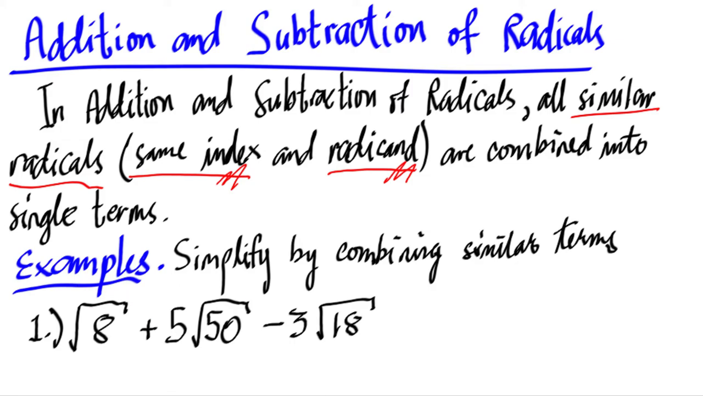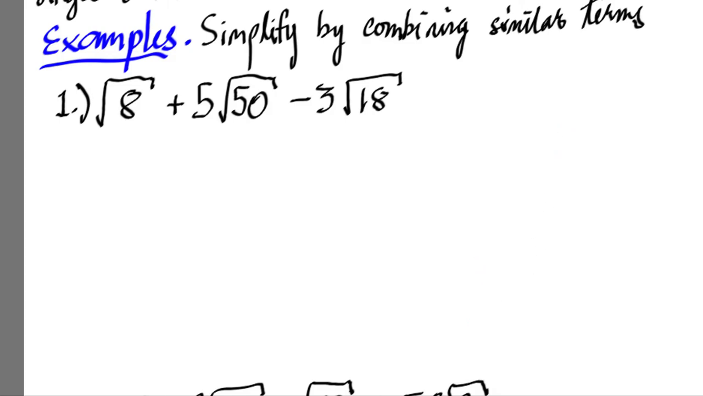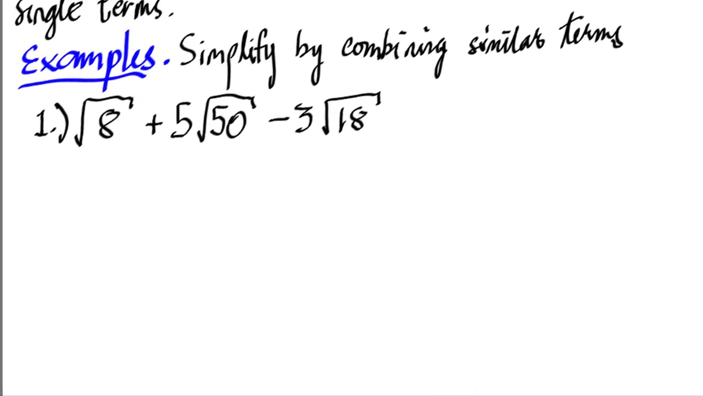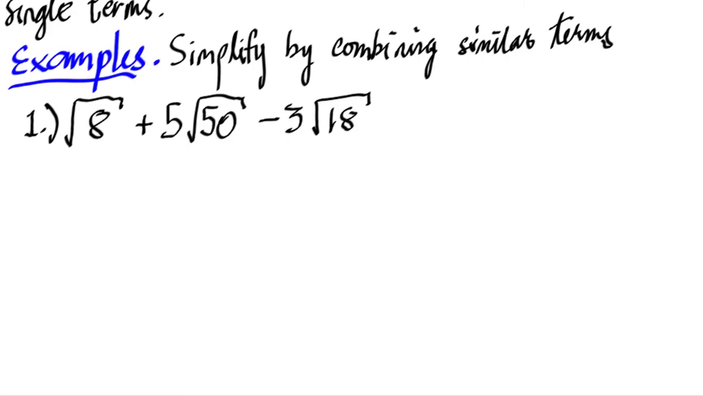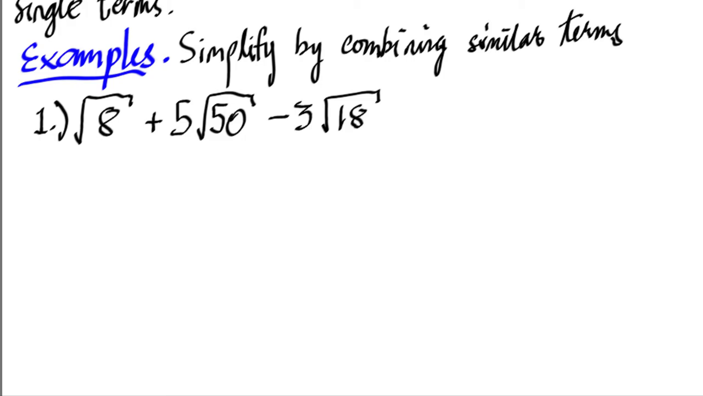We have two examples in this video. We need to simplify by combining similar terms. Obviously, if they're dissimilar, we cannot combine them in any way, unless we find a way using the laws or principles of radicals to make them similar radicals. That is, they have the same index and the same radicand.